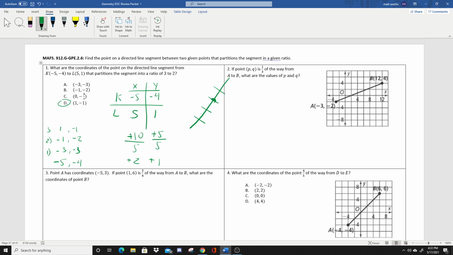So we've got a graph for this one, and we're given A and B, and we want to figure out the distance here and the distance here. This is essentially the same thing that I did over here, just without a graph.